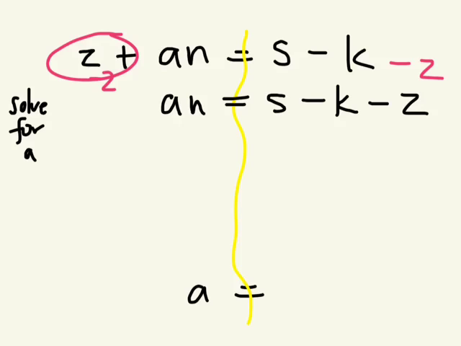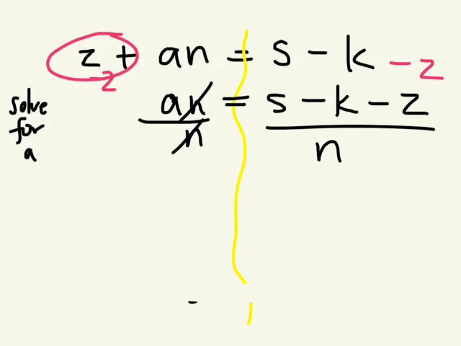How do I isolate A? The question says A multiplied by N. To get rid of that, I divide by N. Divide by N. Have I isolated A? Yep. So what's the answer? A equals S minus K minus Z divided by N.